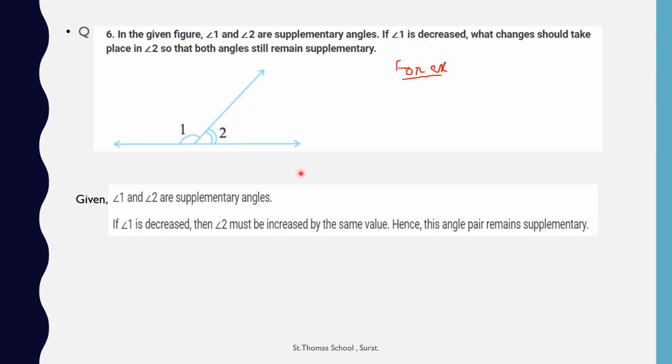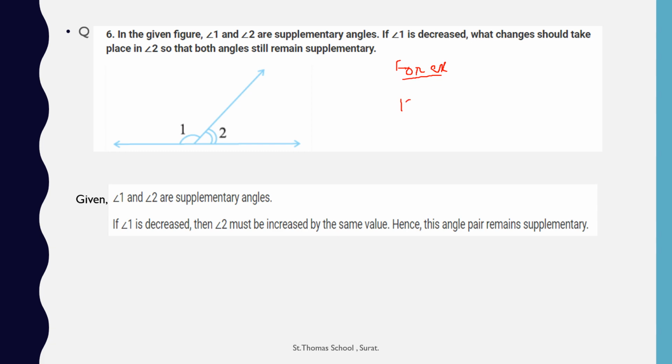Question number 6. In the given figure, angle 1 and angle 2 are supplementary angles. If angle 1 is decreased, what changes should take place in angle 2 so that both angles still remain supplementary? So the question is, here they gave angle 1 and angle 2 are supplementary angles. If angle 1 is decreased, then what changes should take place in angle 2? Clear?